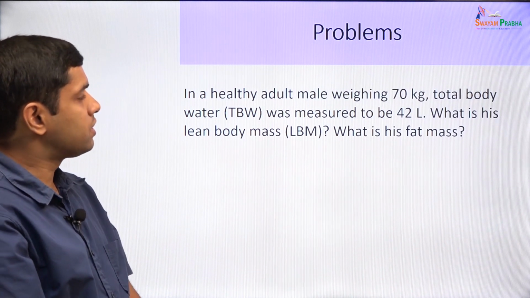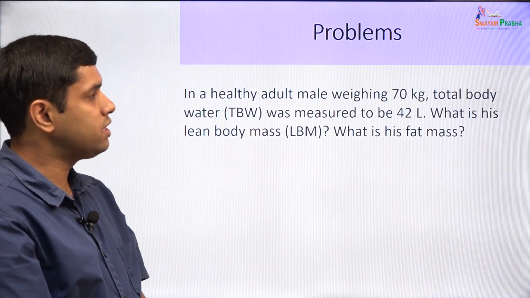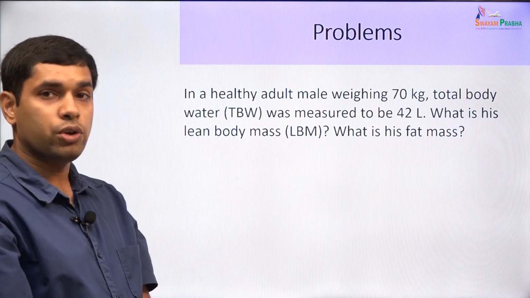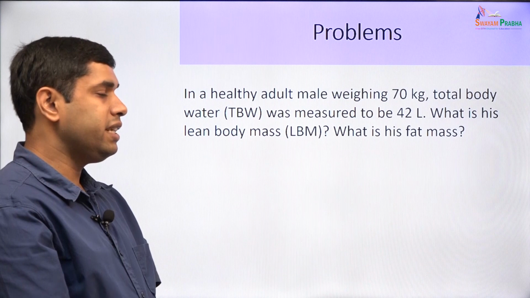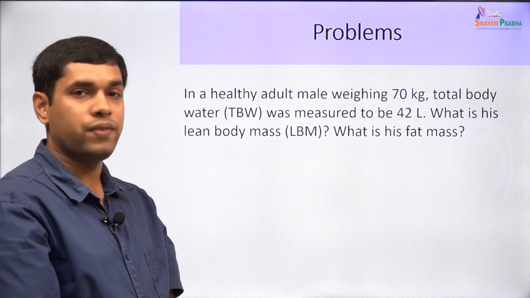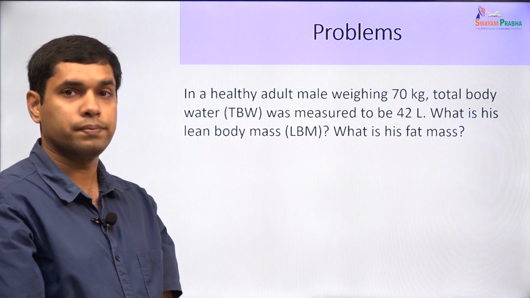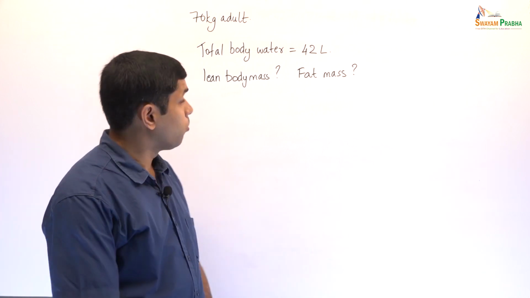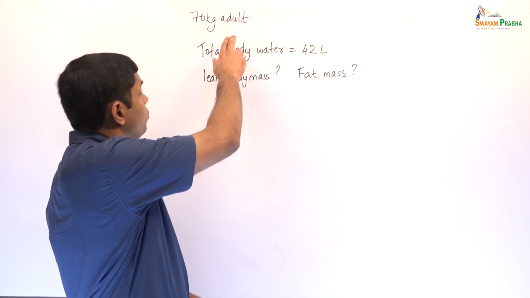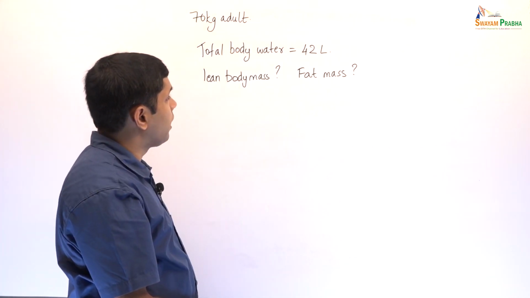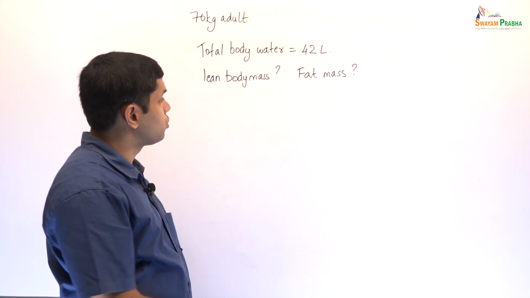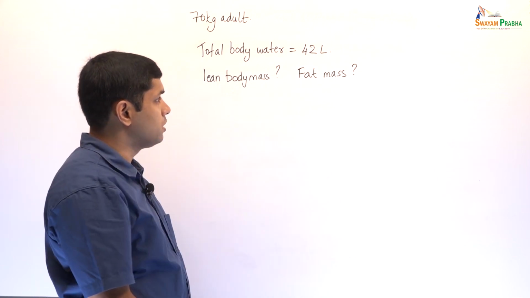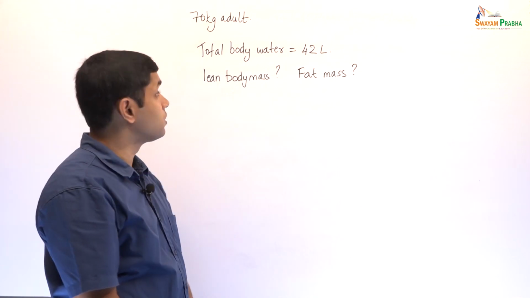This problem asks us that in a healthy adult male weighing 70 kilos, the total body water was measured to be 42 liters. What is his lean body mass? What is his fat mass? So in this problem, we are given that we have a 70 kg adult and the total body water is 42 liters. We are asked to calculate what his lean body mass and what is his fat mass.